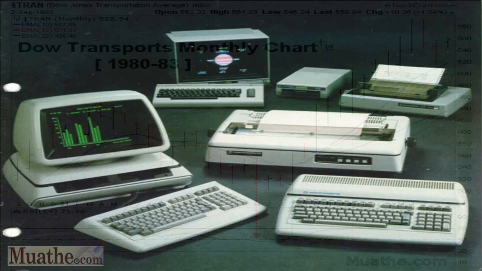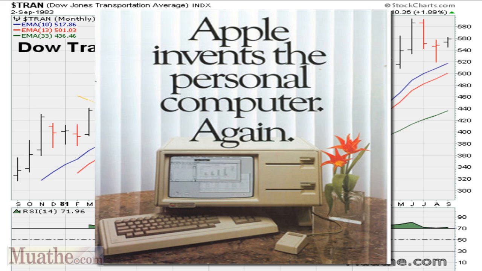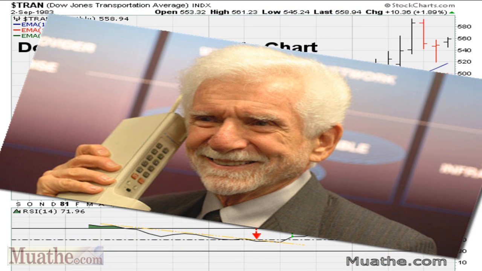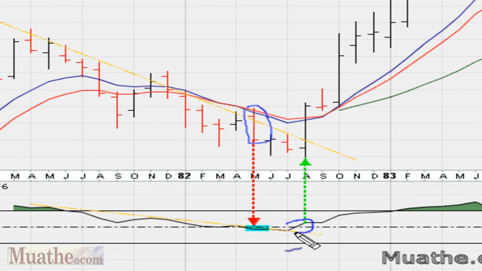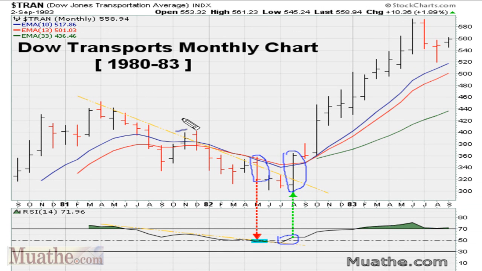Now we are going to go way back and look at the monthly charts all the way back, and we are taking a look at the Dow Jones monthly chart between 1983 and 1980. And of course what we are focusing on here is what happened when we moved below 50. You see that there was a big move in price there. And there was a recovery back above 50 a couple months later, and you see this big massive monthly gain on the Dow Transports. That is consistent with what we understand is the mathematical aspect of the RSI.